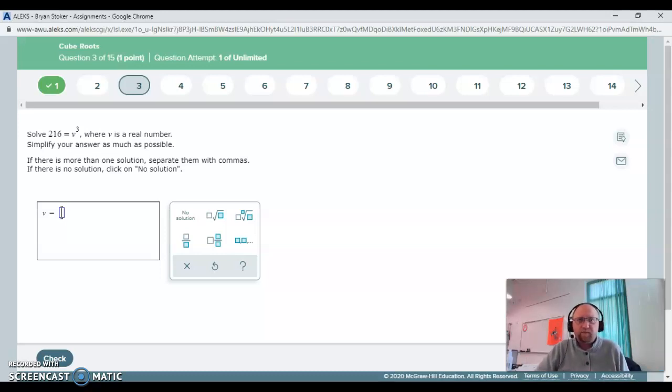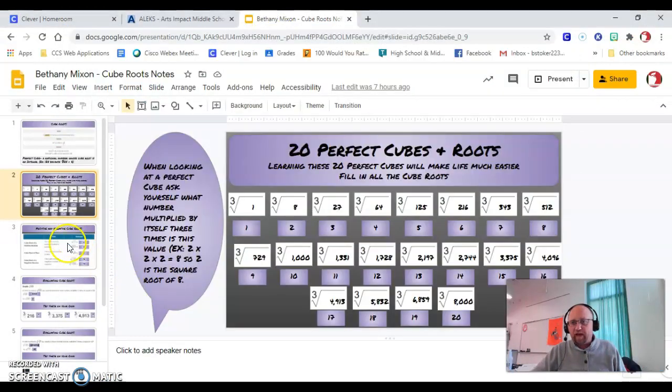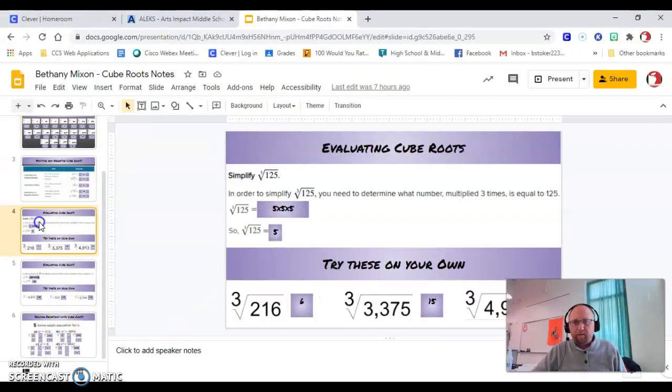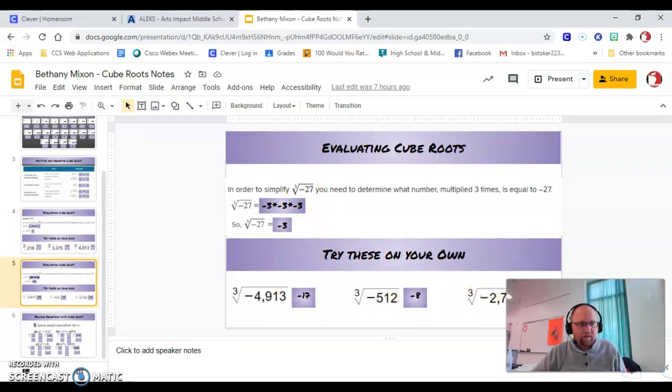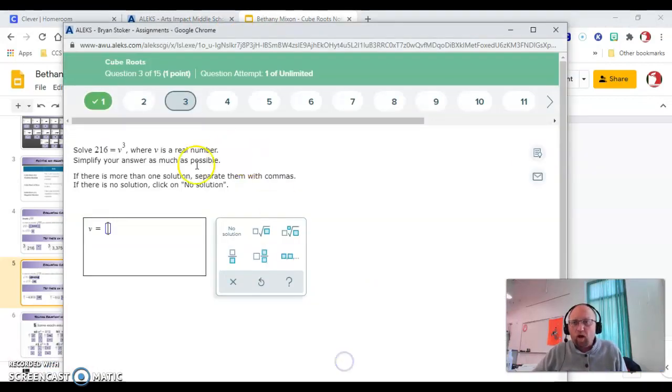The only difference being, if you remember with square roots, we had to think about if our exponent was a 2, we had to have both a positive and negative number for our answer. But if you remember from our notes the other day, if you have a positive cube root, your answer will always be positive. And if you have a negative cube root, your answer is always negative. So in this particular problem, where you're asked what number multiplied by itself 3 times gives you 216, you're only going to have one solution.